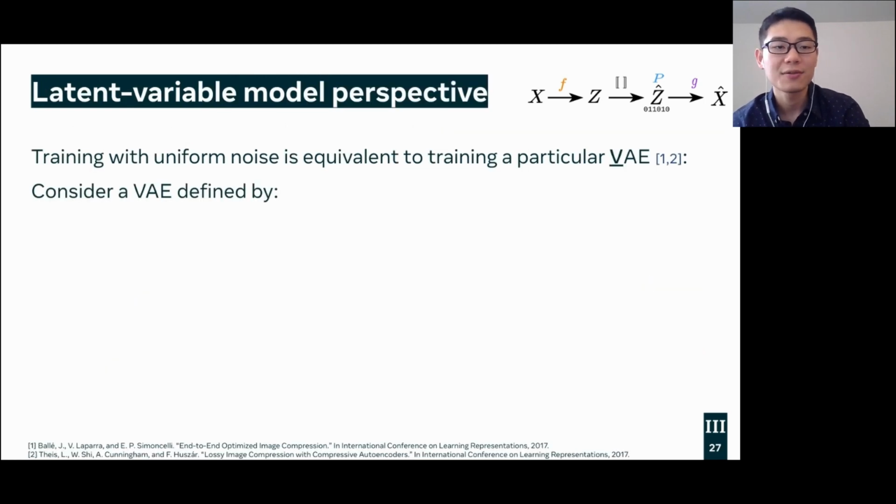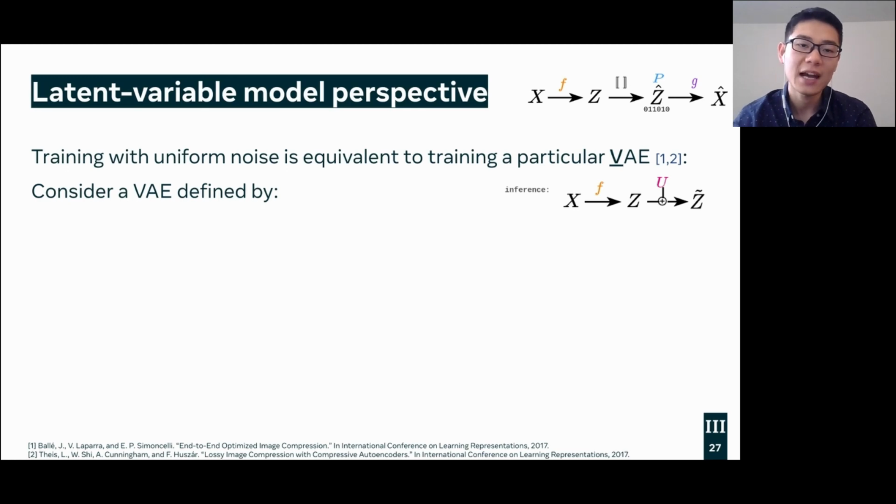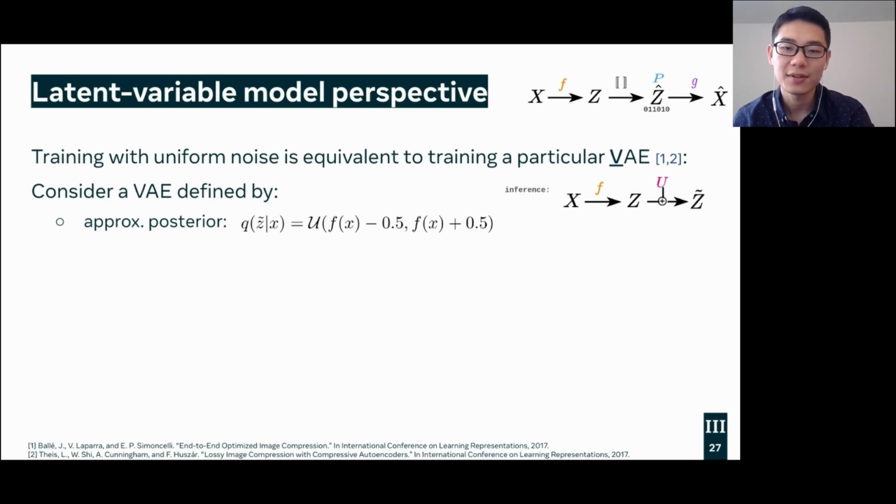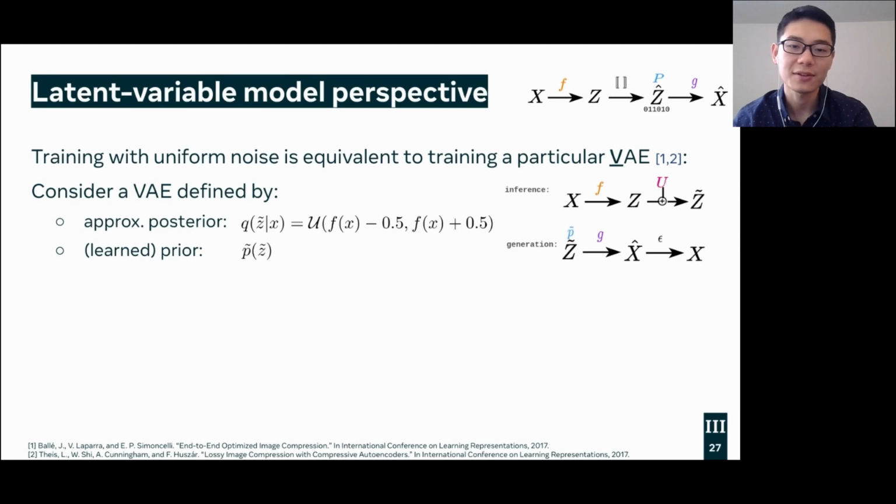Now let's take a closer look at the uniform noise approximation for end-to-end training. It turns out that we are equivalently also learning a variational autoencoder of the data. To see this, consider a VAE whose inference path is given by adding uniform noise to the output of an encoder. And let's call the resulting random variable z tilde. And this corresponds to an approximate posterior distribution with a uniform density centered around the encoder prediction f of x with width 1. And to generate a data point, we'll first draw a sample of z tilde from our prior, which is this density model p tilde defined earlier.